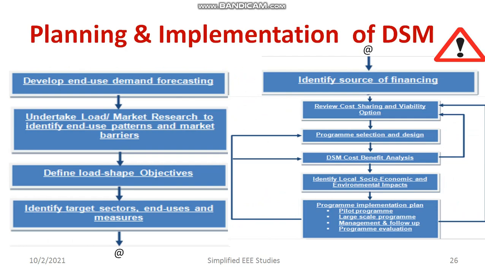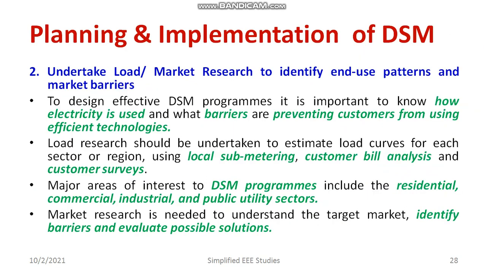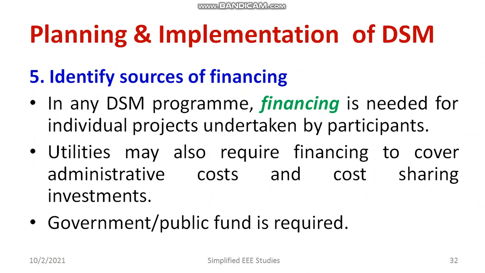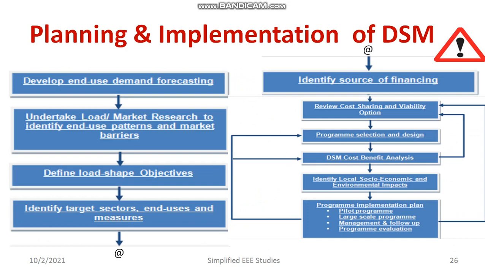Next is identify the source of financing that is required. Financing is very important for every activity. Okay, then it may be the government. There are a lot of funds which will be applicable for implementing DSM. Try to utilize the fund. For example, the utility company needs to find out where the financing is applicable from the government side. So that is regarding identifying the source of financing.